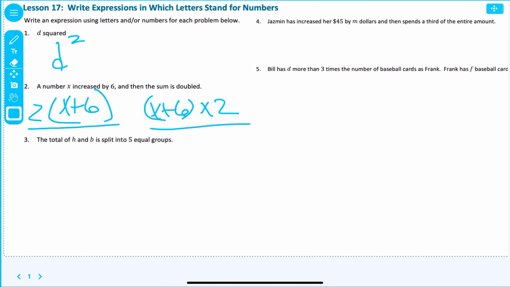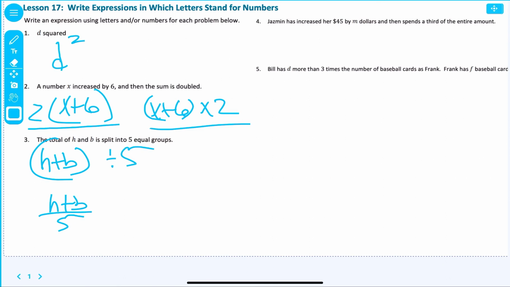Number 3, the total of h plus b is split into 5 equal groups. Janice. Good. Okay. You could write it like that, or you could have said h plus b over 5. Either way.